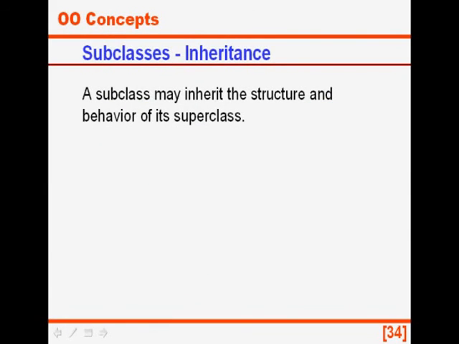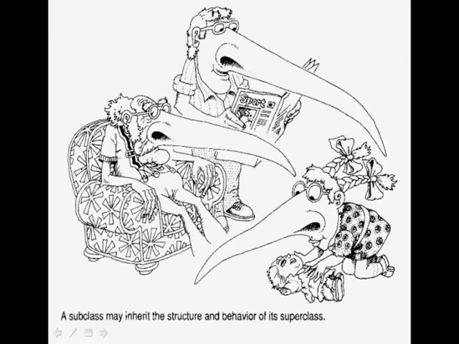A class may inherit the structure and behavior of its superclass. This is the official definition of Grady Booch in his book. So here we have a grandfather, a father and a son who all inherit the obvious property of having a very long nose.